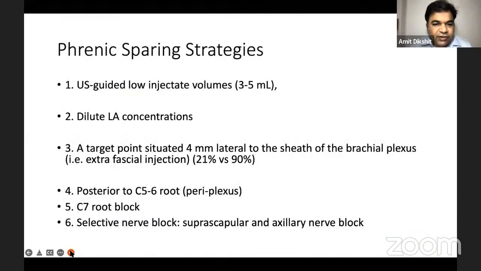So what are the phrenic sparing strategies? One, go low on volume. We can dilute the local anesthetic. Then we have to move away from the target. We have to look at the anatomy, as I have shown you in the cadaveric dissection, how the suprascapular nerve is far away. C7 nerve block, selective nerve block, or suprascapular or axillary is the best strategy. This has been mentioned in the latest edition of Hadzic.